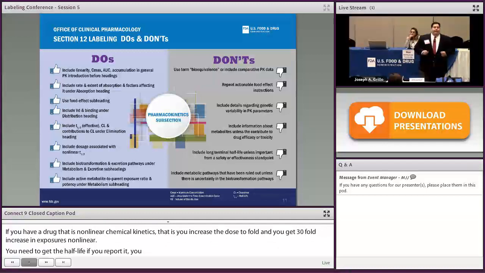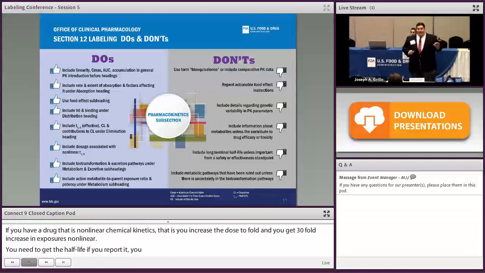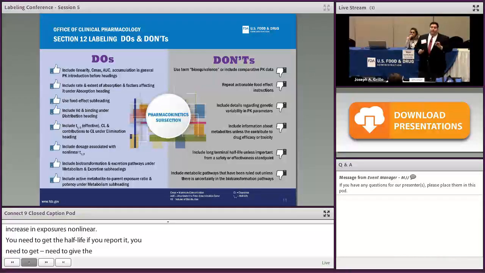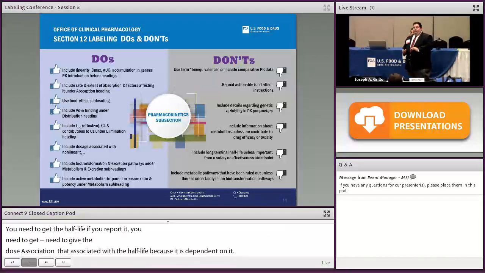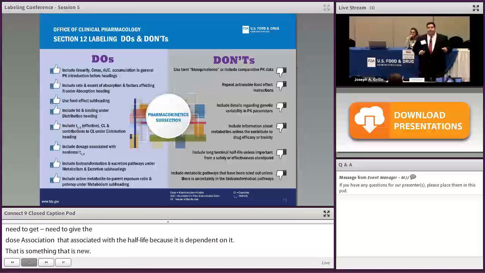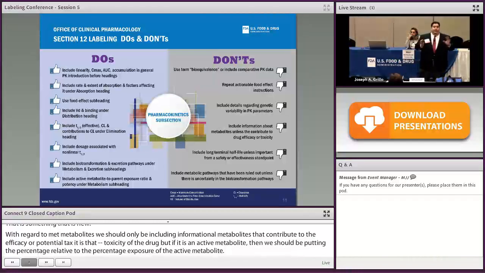With regard to metabolites, we should only be including information on metabolites that contribute to the efficacy or potential toxicity of the drug. And if it's an active metabolite, then we should be putting the percentage exposure of the active metabolite relative to the parent, and we should also put the relative potency of the active metabolite to the parent compound.